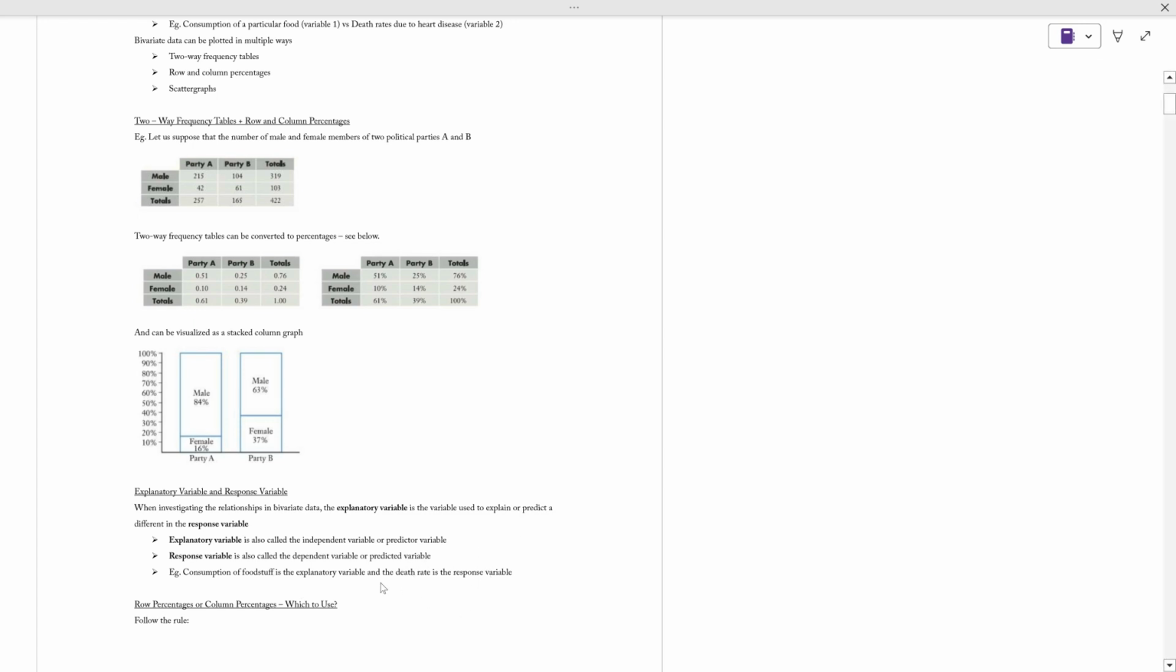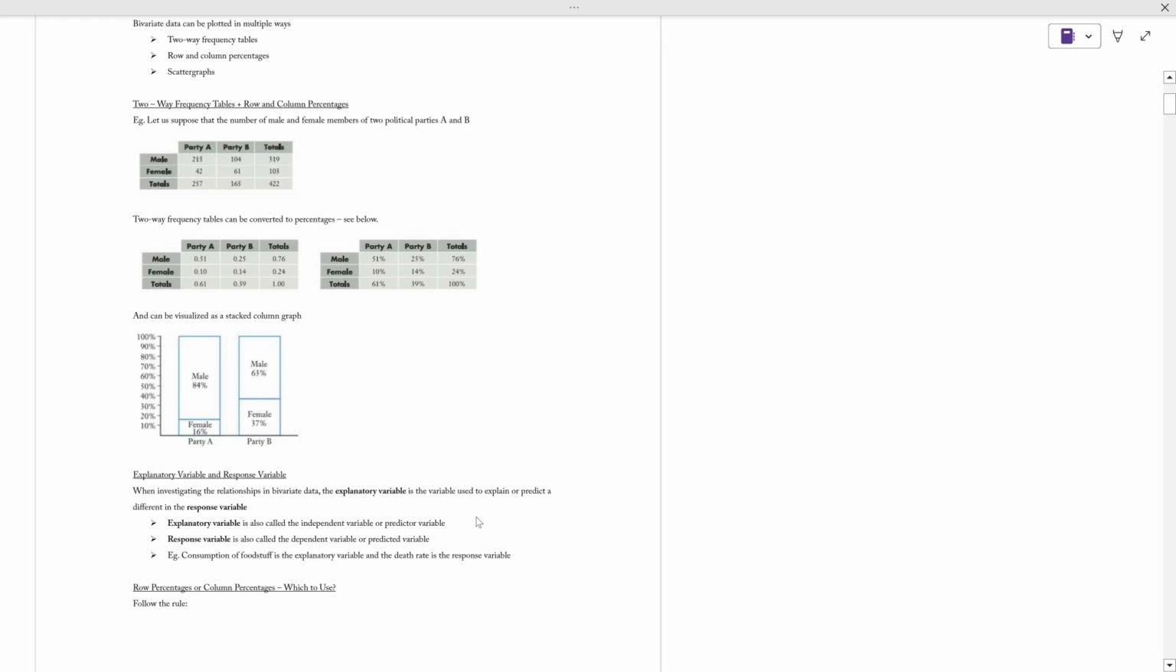So what you consume basically leads to the response variable. In this case, it's the death rate, right? So if you eat unhealthy foods, obviously there's a correlation. You're going to probably have a higher death rate, whereas if you eat your veggies and healthier foods, you probably have a lower death rate, right? So you can break down bivariate data into an explanatory variable and a response variable.